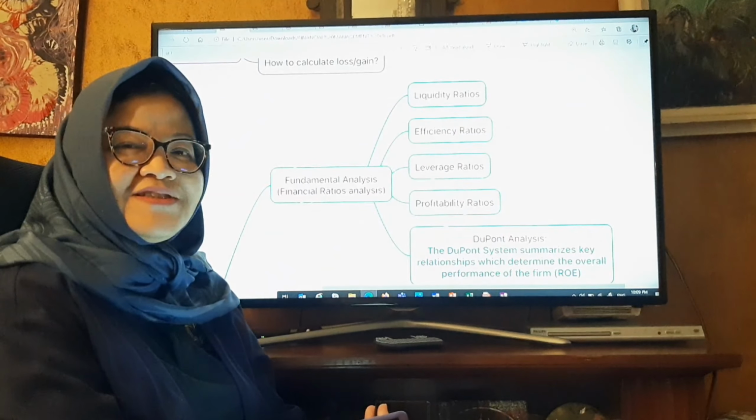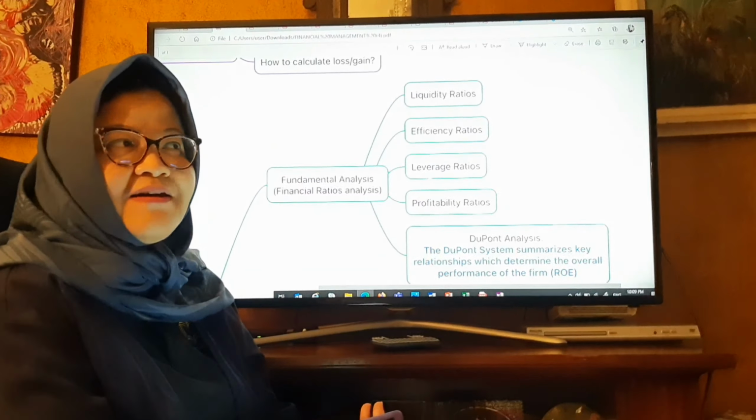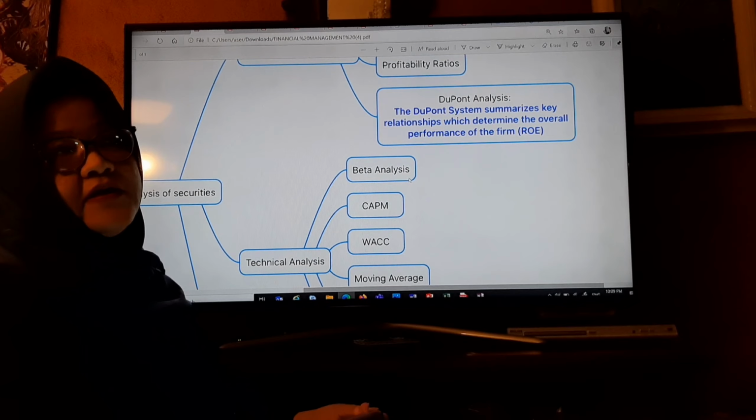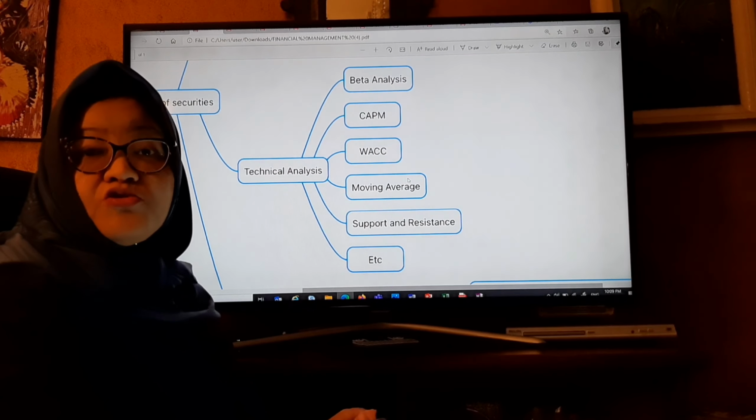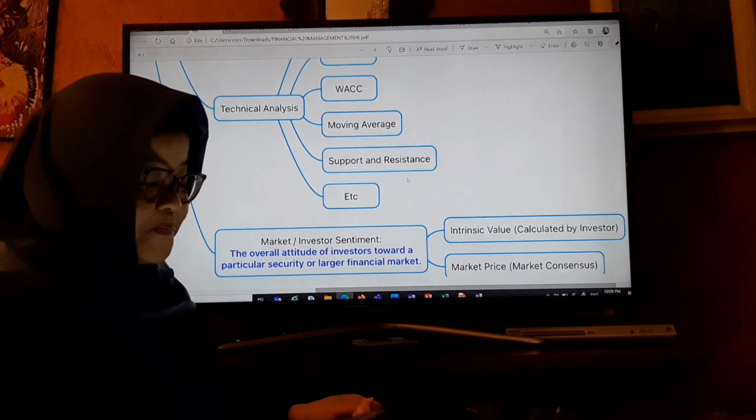But of course, now with a more in-depth understanding of the matter. Technical analysis is new to me. I've never touched it before. And the market and investor sentiment is something that we are used to talking about.